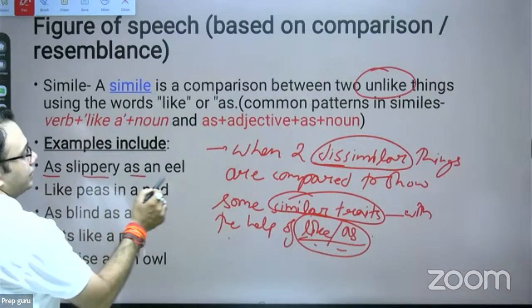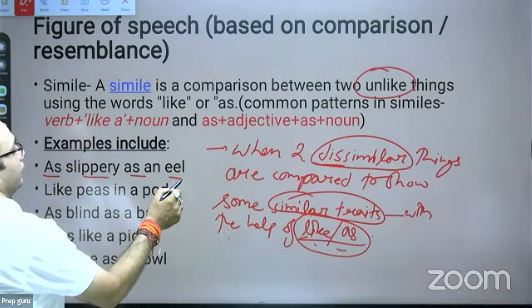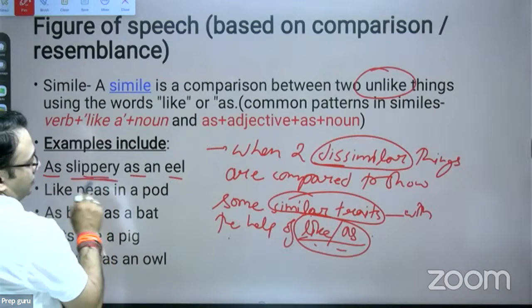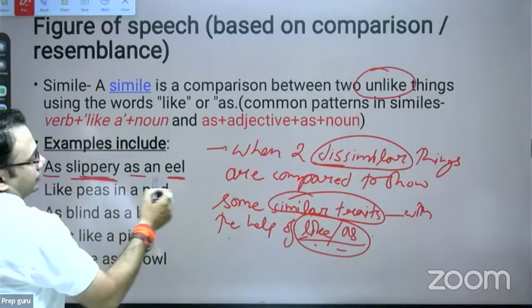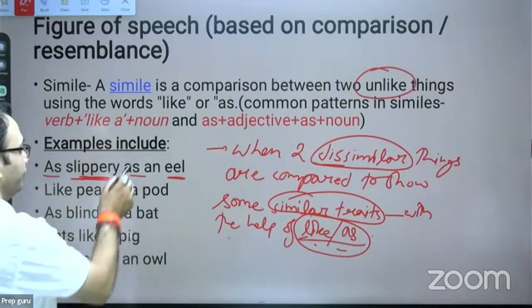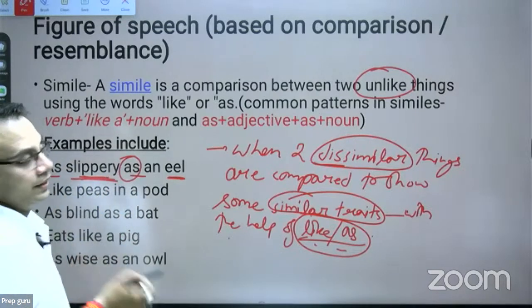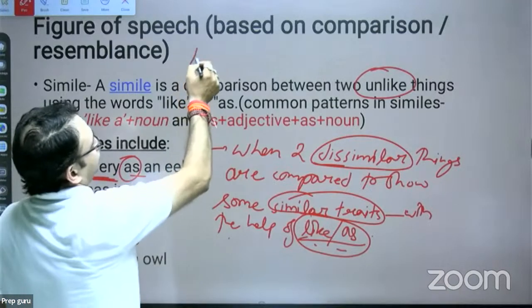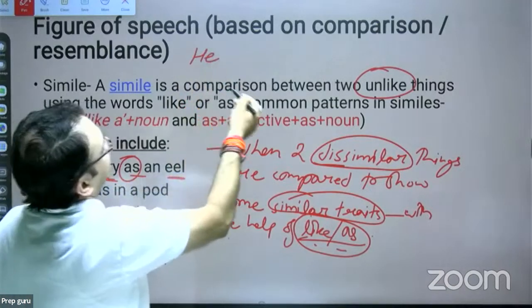As slippery as an eel. Now what? Slippery is a surface. It can be surface. Eel is a kind of fish. So it is what? It is the case of what? Simile. We have used what? The word as.